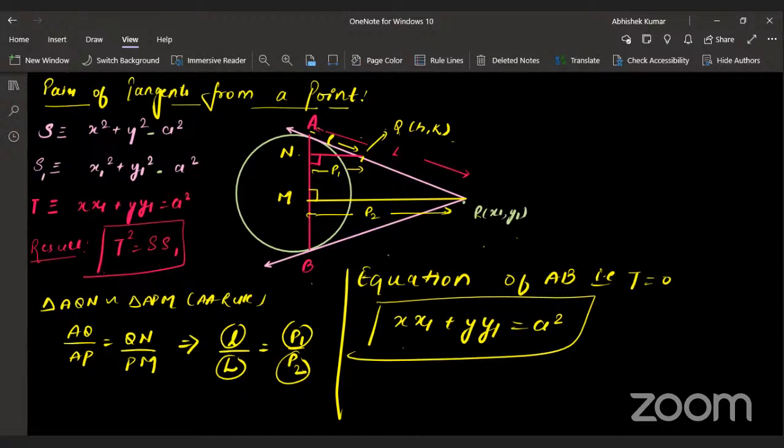Where is T1? So P1 square plus AN square. But what is AN? K. How do you know it's K? AN is K, because Q is given as H comma K, right? No, these coordinates H comma K are with respect to origin, no? The coordinates are always with respect to origin. This circle has its center at the origin.